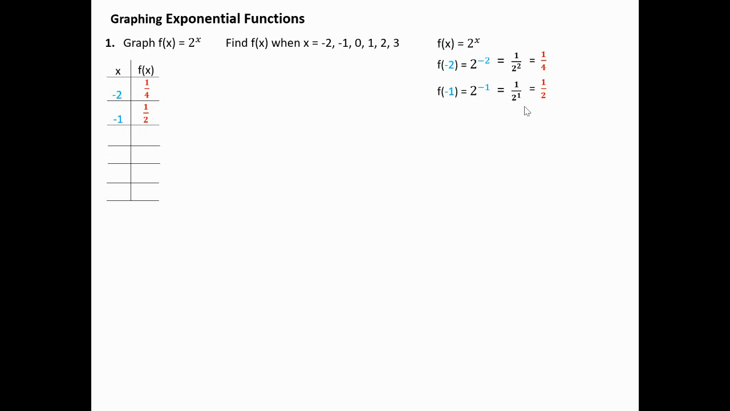Now let's continue with when x is 0. Again, we'll repeat the process. We're going to evaluate the function at f of 0, which means I'm going to plug in 0 where the x is in the function. Any number to the 0 power is always equal to 1. So when x is 0, y is 1. Now let's try when x equals 1. Again, we evaluate the function at 1. So it's going to be 2 to the 1st power, which is equal to 2. So when x is 1, y is 2.